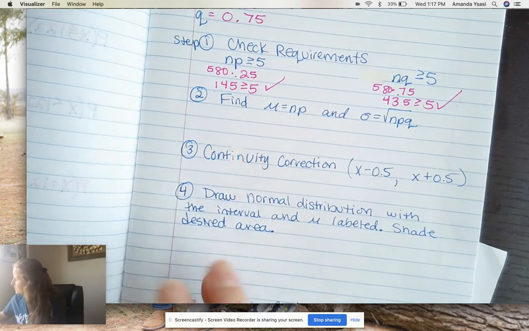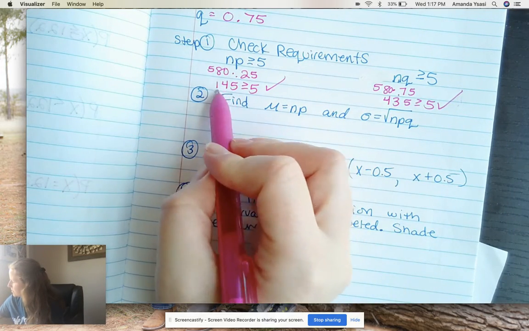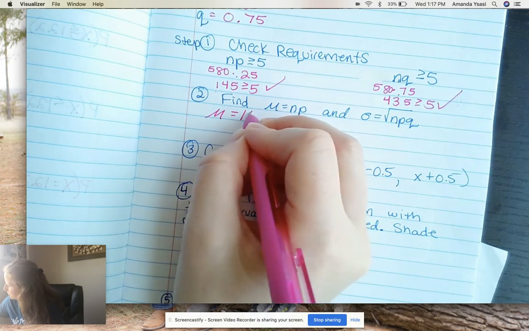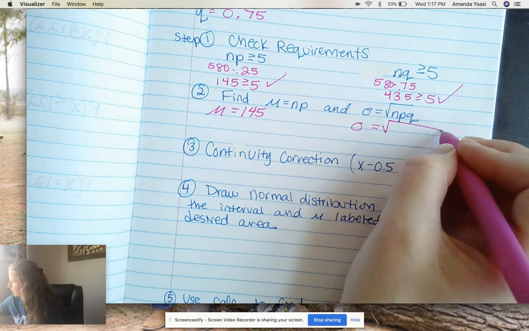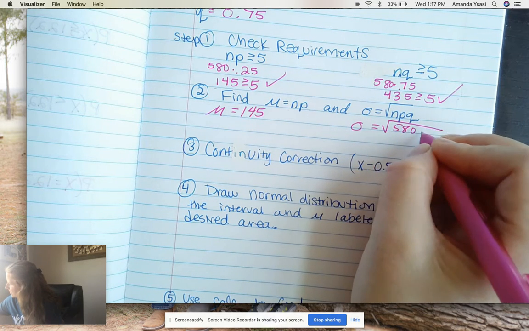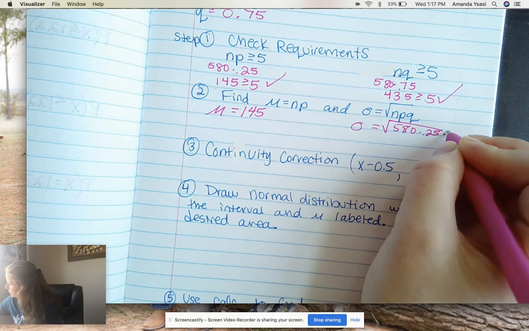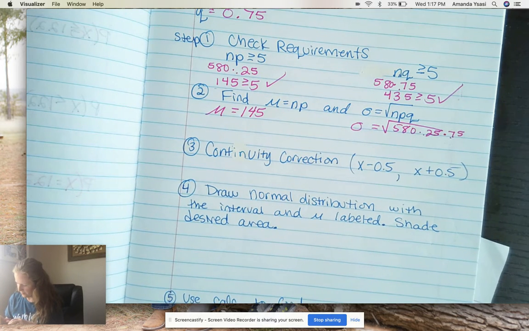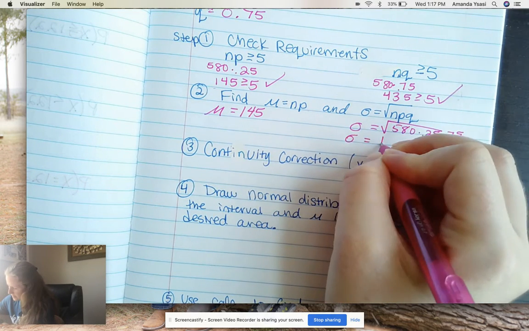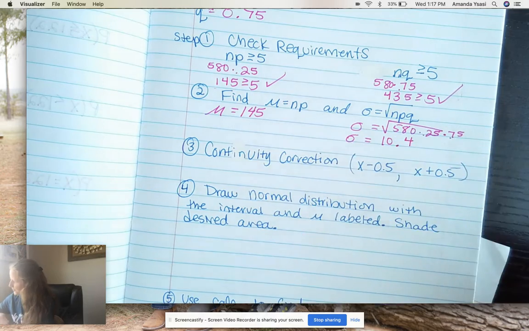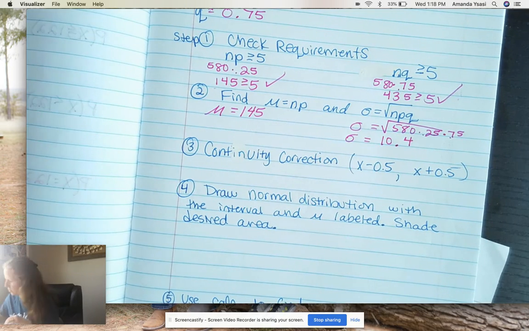So let's find mu. Well, mu is n times p, which is that. So mu equals 145. And then our standard deviation is the square root of 580 times 0.25 times 0.75. Take the square root of that. And that is 10.4283.